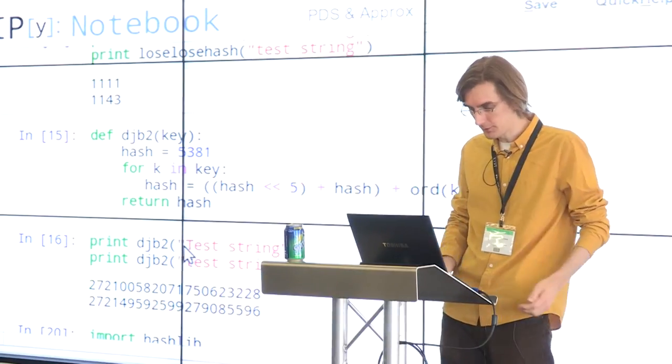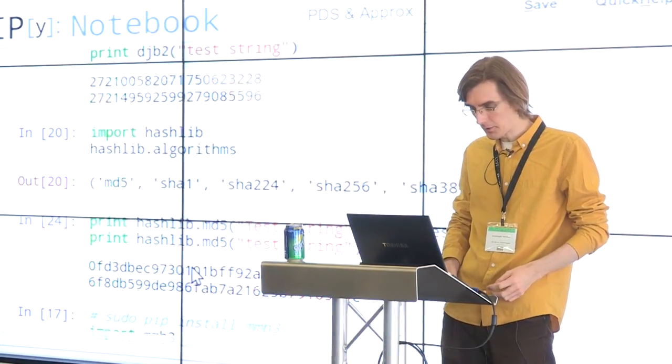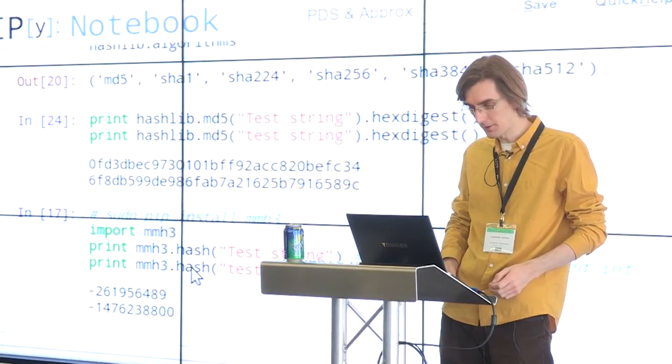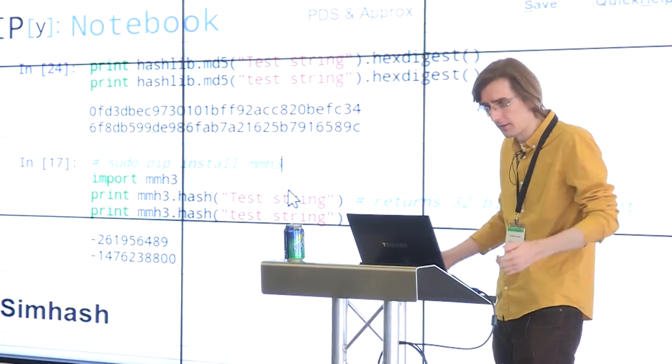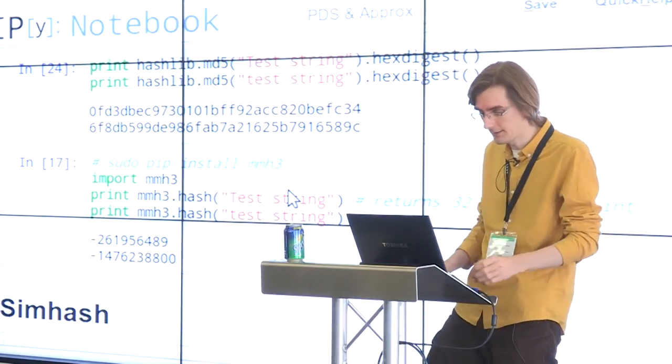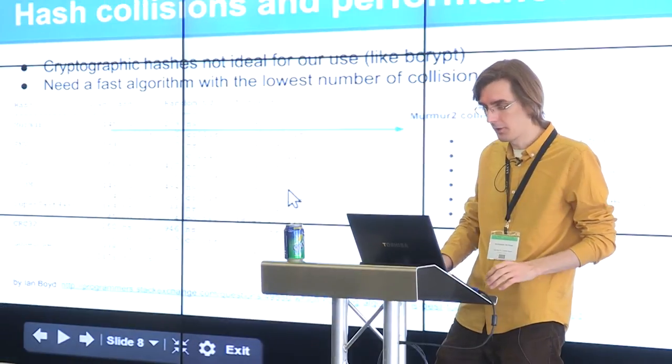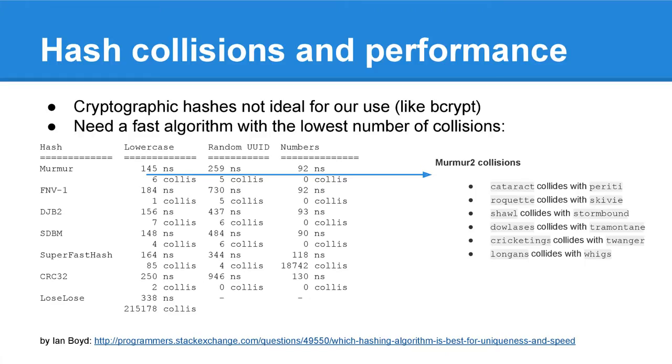And sure, there are many of those. One of those I'm going to show you is Murmur. Sounds interesting. It's this one. It looks like a hash function, nothing to worry about. So here we'll take a better look at the results. Cryptographic hashes are not ideal. Seek non-cryptographic hashes if you do any data analysis or try to use hash algorithms. Use something like Murmur. This is a test from somewhere on Stack Exchange.